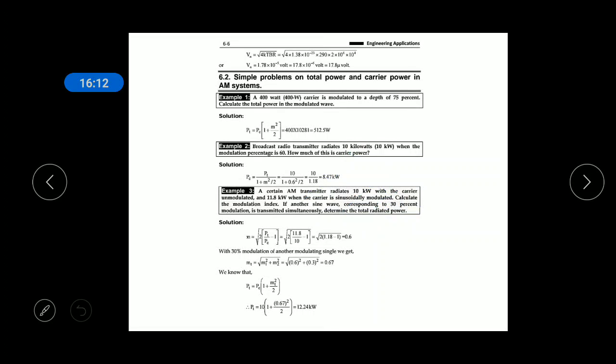So this is about the third problem. The third problem contains two sums. One is finding m when total power and carrier power are given, and in addition to the first modulation index, if they provide a second modulation index for the same carrier, then find the total modulation index.